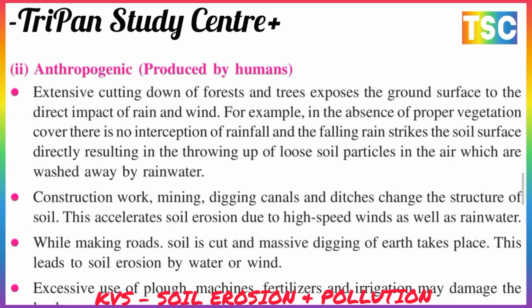The next is anthropogenic. Anthropogenic means produced by humans. Humans affect the soil through the extensive cutting down of forest and trees, which exposes the ground surface to the direct impact of the rain and the wind. This is the most important factor here: cutting down the forest, and the impact of rain and winds. For example, in the absence of proper vegetation cover, there is no interception of the rainfall, and the rain falls directly on the soil surface, resulting in the throwing up of loose soil and particles into the air, which are washed away by the rainwater.